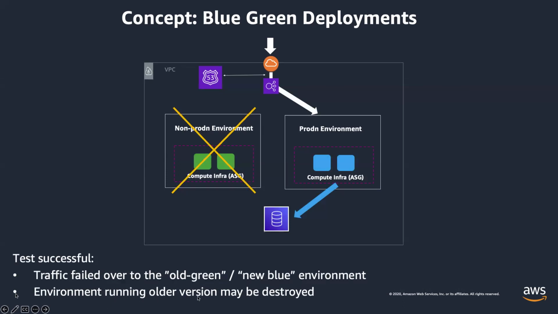An environment running the older version may be destroyed. Some of the companies still keep that older version and then slowly terminate it for their own audit purposes, something like that. But in most situations, the older versions get destroyed. So far so good. You understand the logic of blue and green deployment.